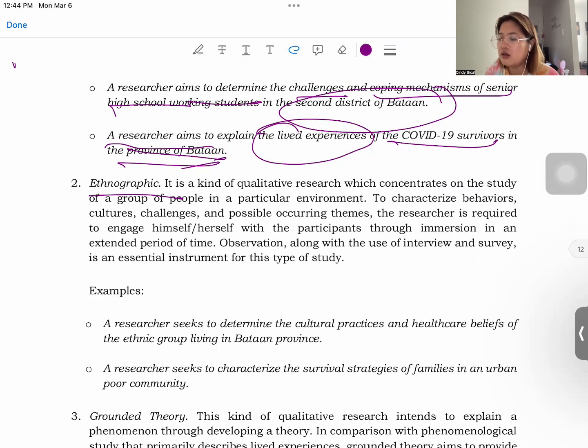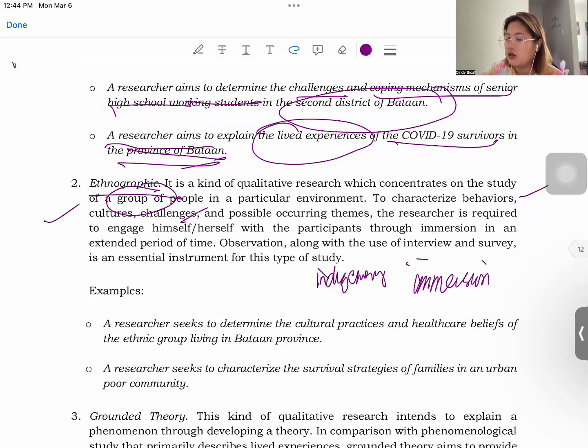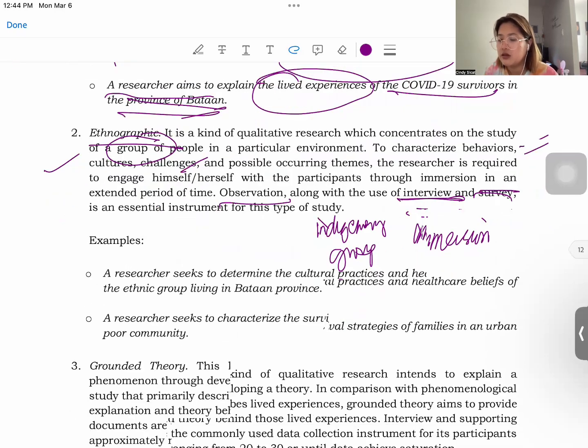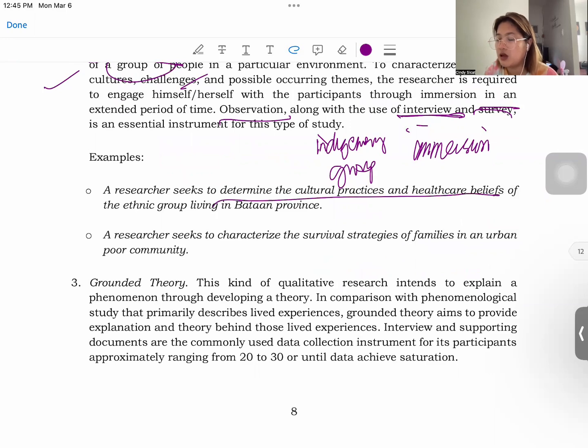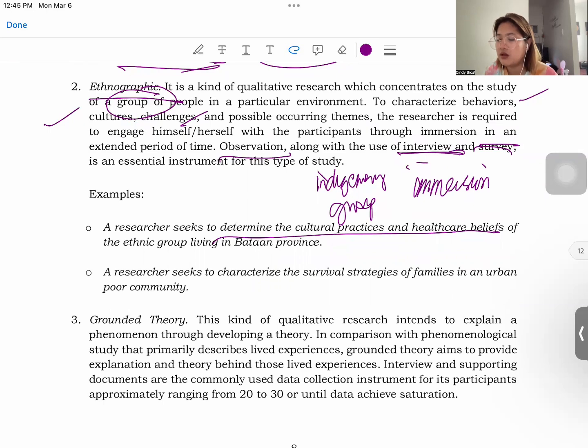Next is ethnographic. So, this is a kind of qualitative research na nagfo-focus sa isang group of people. Okay? You look into their behaviors, culture, challenges, and then let's look into the theme. Okay? So dito dapat may immersion. Okay? So let's say you opted to see how a particular indigenous group live. Okay? So hindi naman pwedeng puro pictures. So pupunta ka doon, you're gonna observe. Then you could interview and then ask them to answer a survey. Okay? So, halimbawa, determine the cultural practices and healthcare beliefs. Okay? That is ethnographic. Characterize the survival strategies of families in an urban poor community. So that's still ethnographic. Okay?